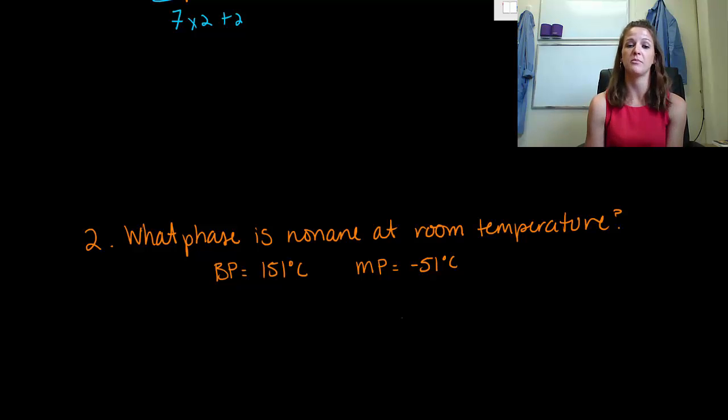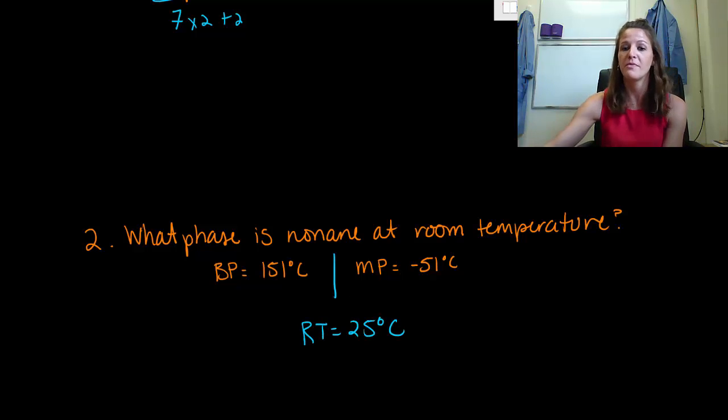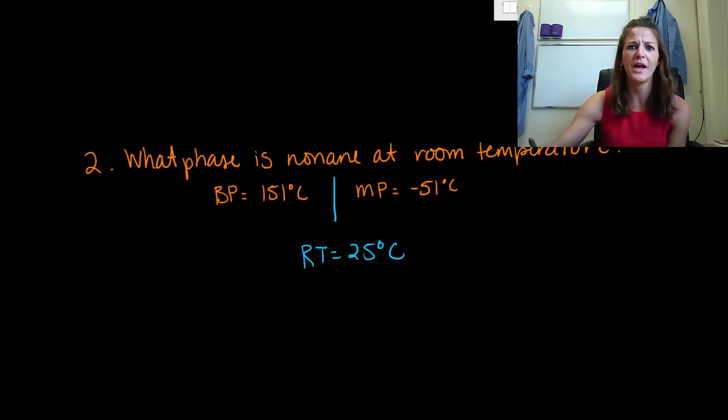All right, so the next question here is, what phase is nonane at room temperature? I'm telling you it has a boiling point of 151. I'm telling you it has a melting point of -51. So at room temperature, what phase is it? The first thing you have to do for this problem is remember what room temperature is. Room temperature is 25 degrees Celsius. The melting point of nonane is below room temperature, and the boiling point of nonane is above room temperature. So hopefully right away you know that you have a liquid.